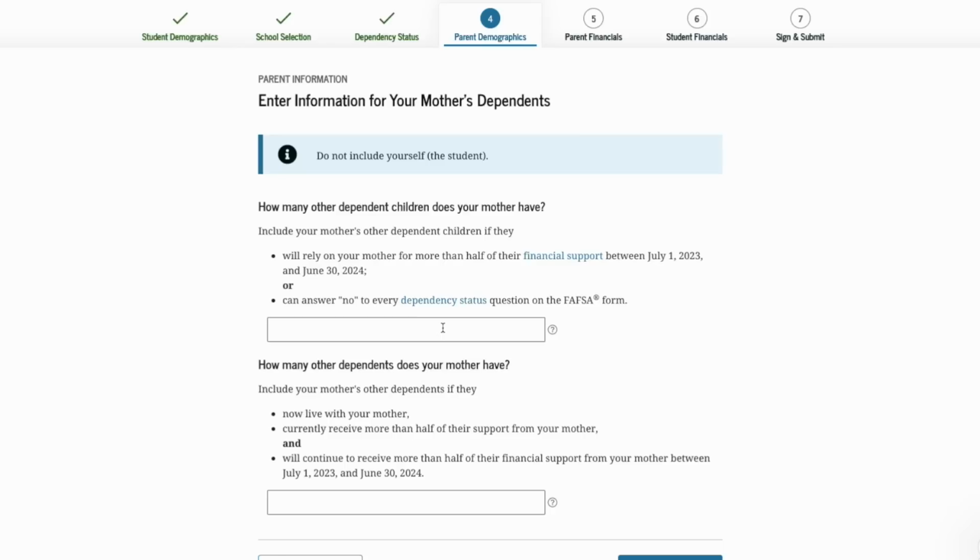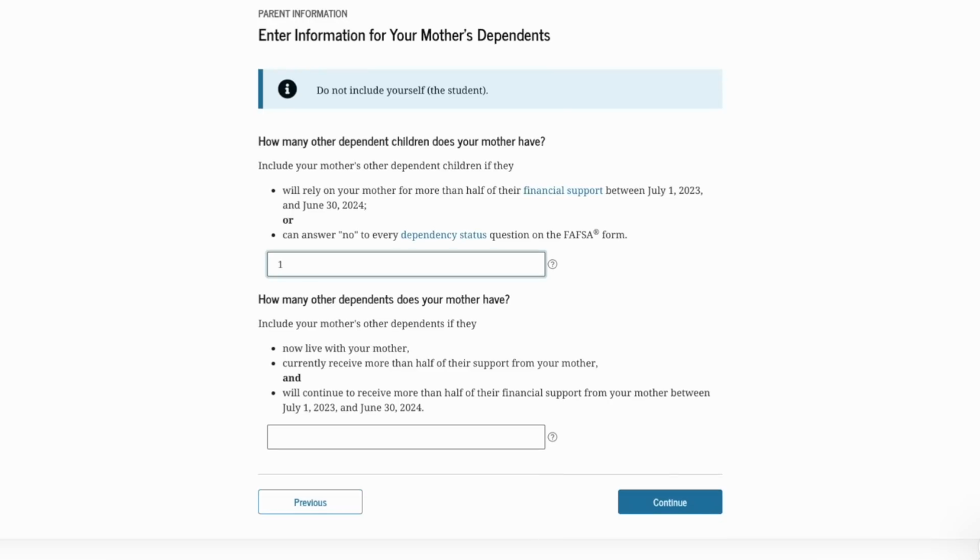And importantly, in this screen, you do not include yourself when you're reporting the number of dependent children. So if you have one brother, you would only report one here. You do not report two. If there are other dependents living with your mom now, receive half their support from your mom, and will continue to do so next year, you want to put them here. This could be elderly grandparents or others who may still be living at home.